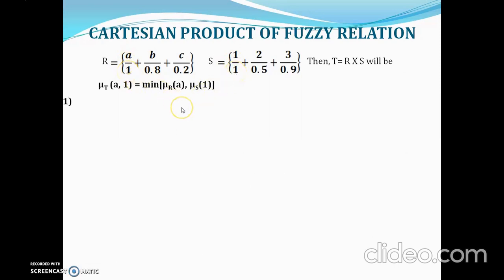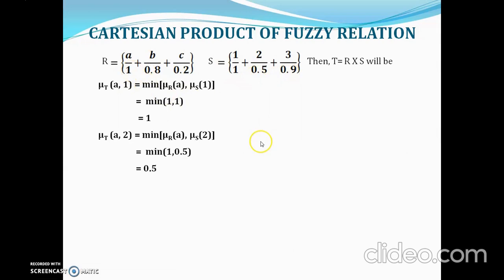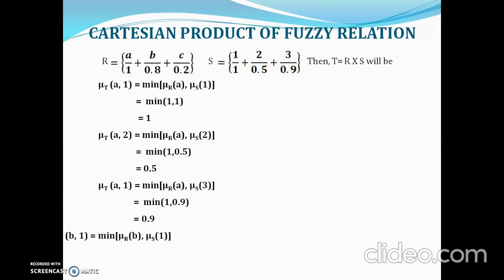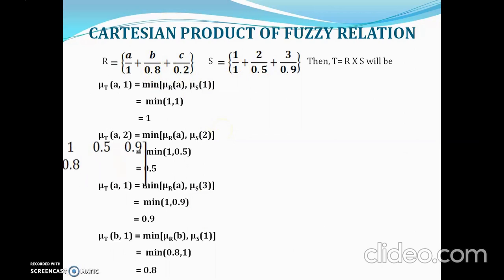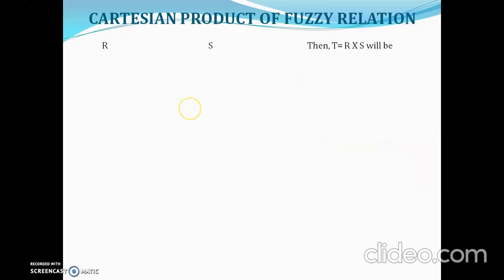The minimum value will be 1. 1 compared with 0.5, the value will be 0.5. 1 compared with 0.9, the value will be 0.9. So we got the first row of the set. Take the second value B, 0.8, compared with 1, the value is 0.8. So we got the elements for T.